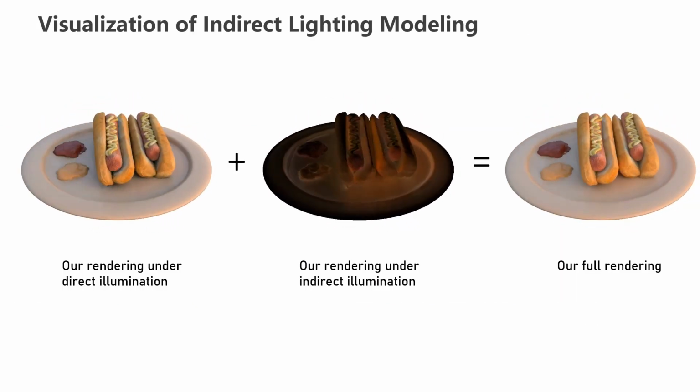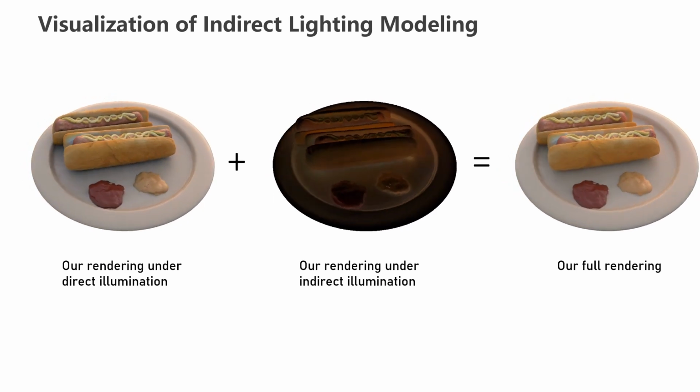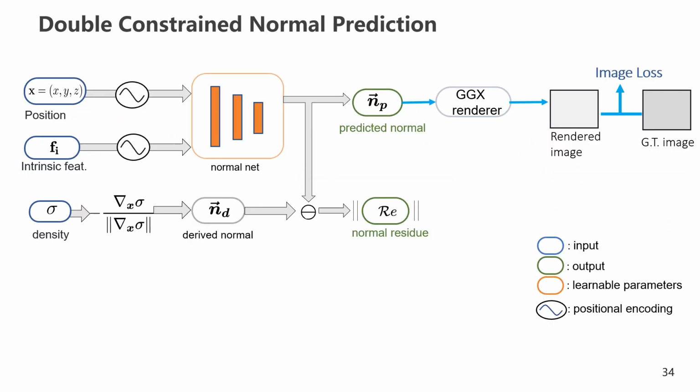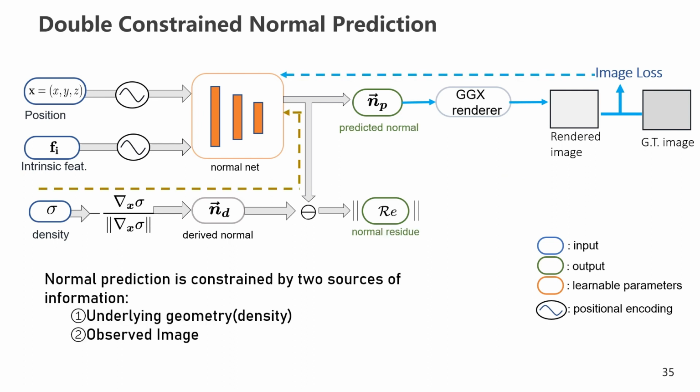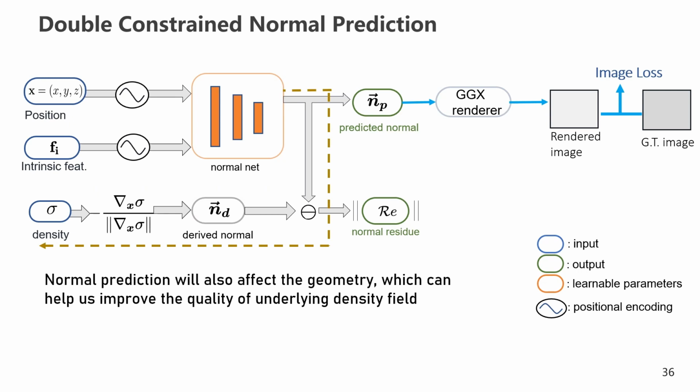Here is a visualization of our indirect lighting modeling during training. Since the geometry of the density field in NeRF is not well defined and contains a lot of noise, we predict the surface normals using a small MLP. The normals predicted by this normal net are used in the computation of the rendering equation and are also constrained by the derived normals obtained from taking the derivative of the density field. The normal net is supervised by both the observed images and the derived normals, receiving information from two sources. Normals prediction will also affect the geometry, which can help us improve the quality of the underlying density field.